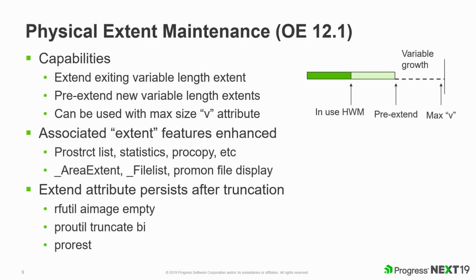The other thing that was cool about this feature is that if you do a truncate BI and you have pre-allocated a variable length BI extent, that truncate will remove the data in there, but not remove the pre-allocated space. So this pre-allocation persists across AI image empty as well as truncate BI. And the result of a ProRest or a ProCopy, whatever is set on the target ST file, will do the pre-allocation for you. So it's completely integrated with all the other tools that we have.